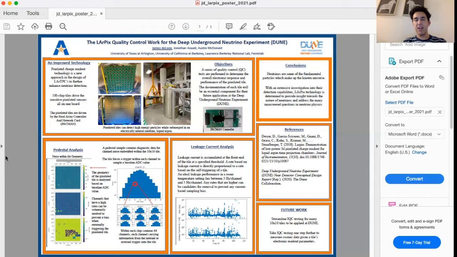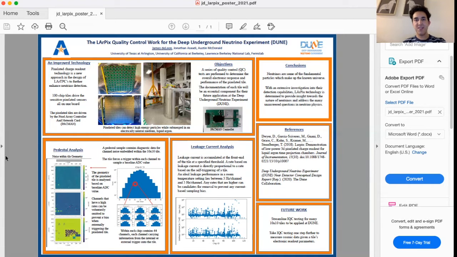Getting more technical, a LArPix tile shipped to us is a 100 chip tile arranged in a 10 by 10 grid with pixelated sensors on the back of the tile. These pixelated sensors are driven by the 10 by 10 or 100 chip configuration. All in one network, these chips are driven by a controller. This particular controller is a pixel array controller and network card, also known as a Pac-Man controller.